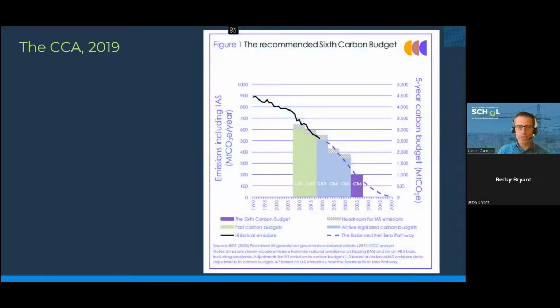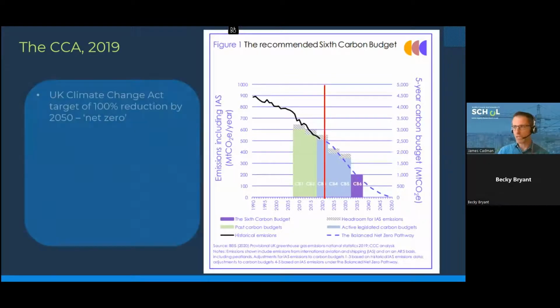So the Climate Change Act 2019. As Theresa May left office in 2019, she and her colleagues updated the Climate Change Act. If you remember a few slides back, it was an 80% reduction by 2050. They changed it to say, no, we want 100% reduction by 2050. And this is where the net zero bit comes in.